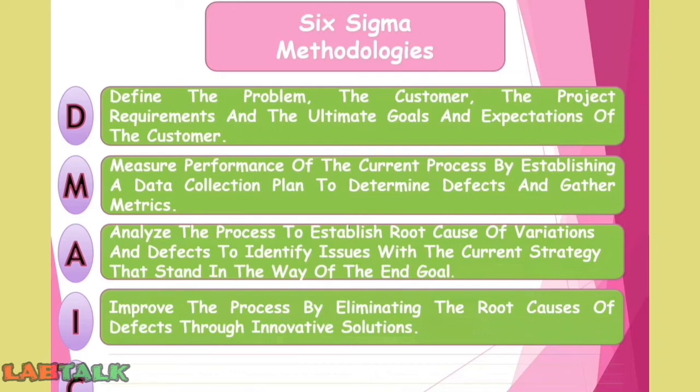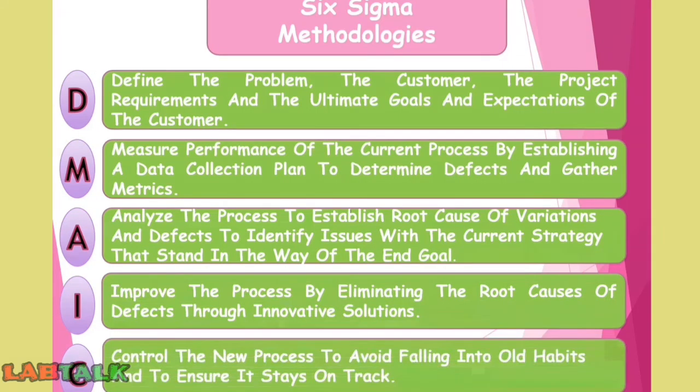Now once the processes are redefined or once the root cause analysis of the defects is done, the next step is to do the corrective action and preventive actions, so that the goals can be achieved with sustained policies or sustained procedures. So the next step becomes control the processes to avoid falling into old habits and to ensure it stays on track. So once the root cause analysis is done, corrective actions are done, preventive actions are done, the next step becomes to control the processes.